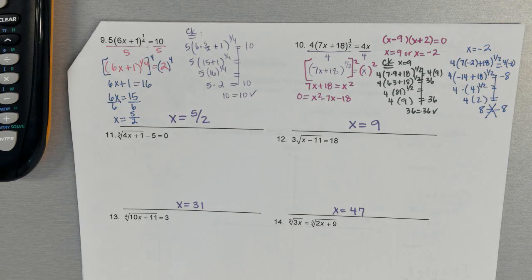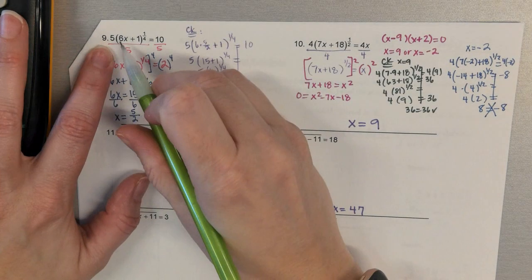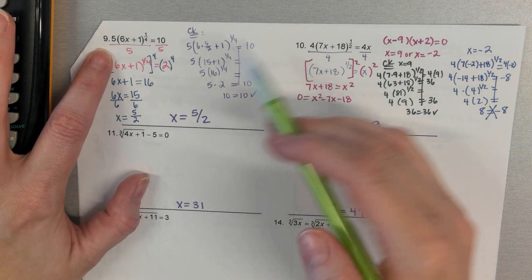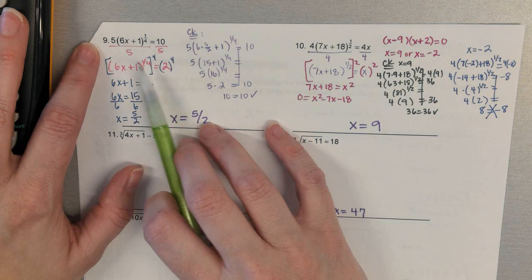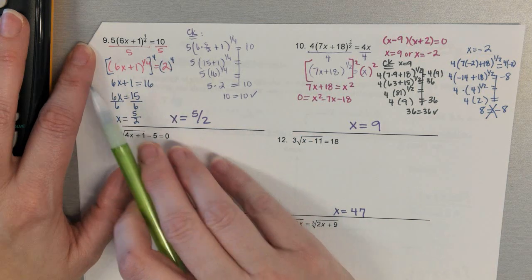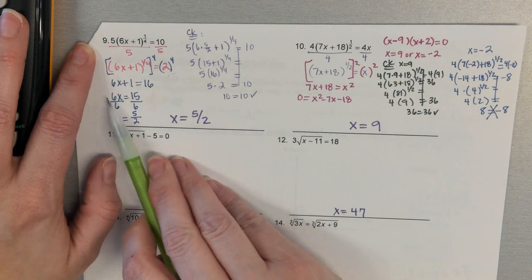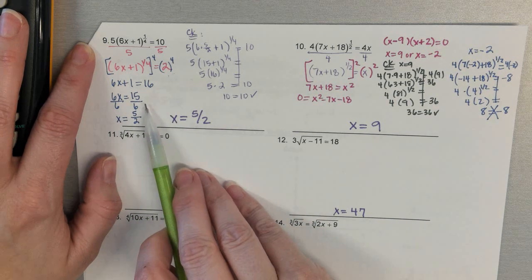Divide by 5, that's going to help you so that you're dealing with smaller numbers. You don't want to do 5 to the 4th power, okay? That's going to be, I think, 625. So save yourself that pain. Divide both sides by 5. Then you can raise each side to the 4th power to get 6x plus 1 equals 16.